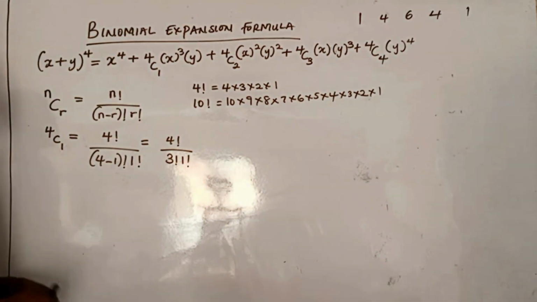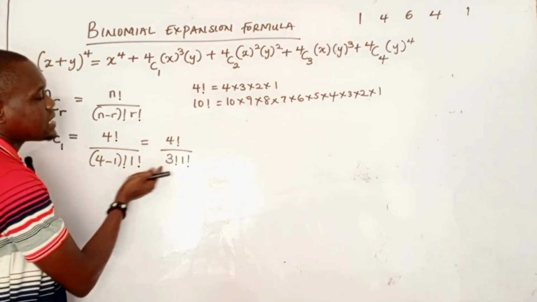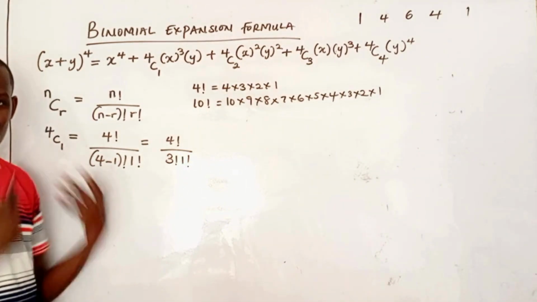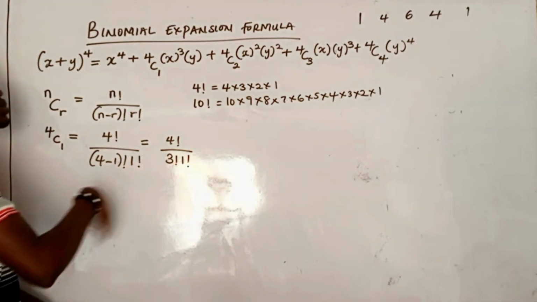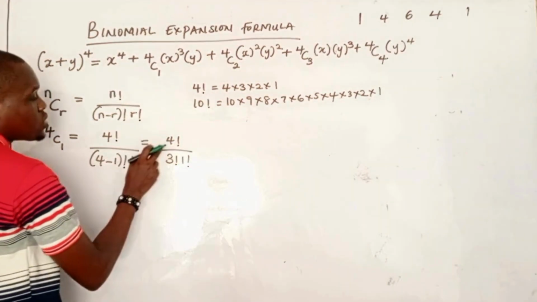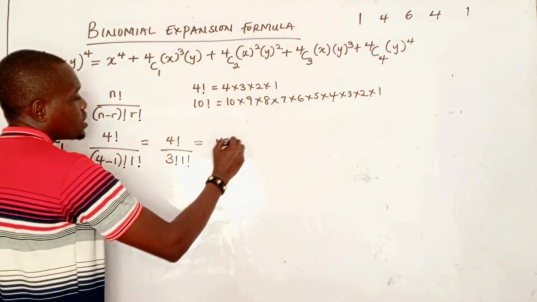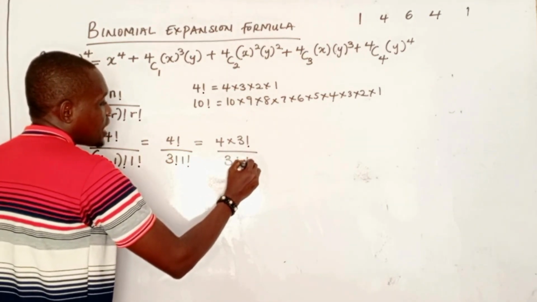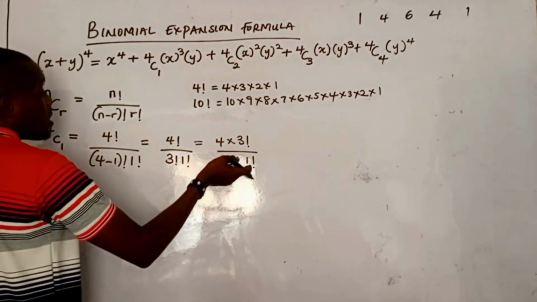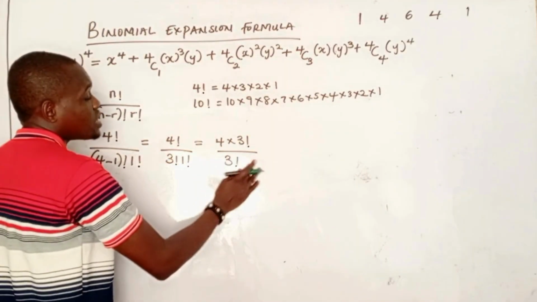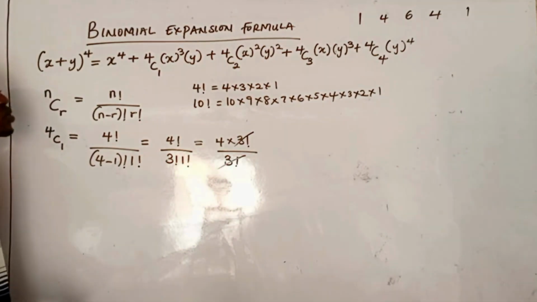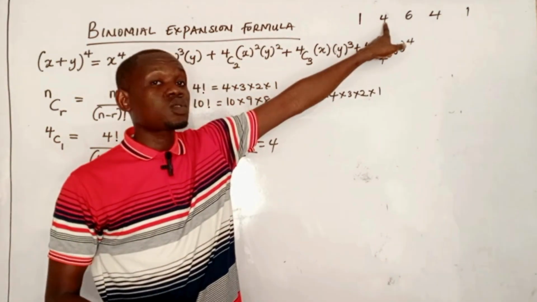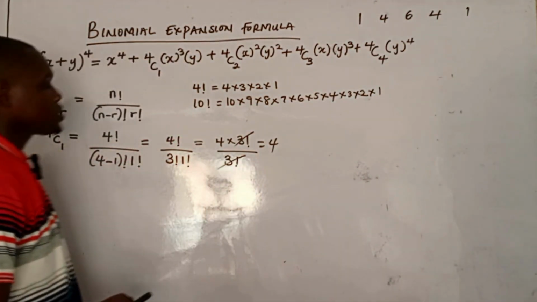Looking at this, we have 4 factorial, and at the denominator 3 factorial and 1 factorial. 1 factorial is 1, so it has no effect on what we want to do. If we proceed, we have 4 times 3 factorial, because I have 3 factorial at the denominator, all over 3 factorial and 1 factorial. As I said, 1 factorial does not have any effect, so you can even take it off. So 3 factorial cancels 3 factorial, and at the end we are left with 4, which is the same as the coefficient we have using Pascal triangle.